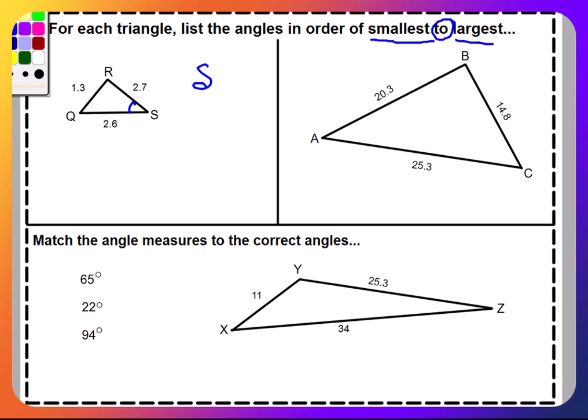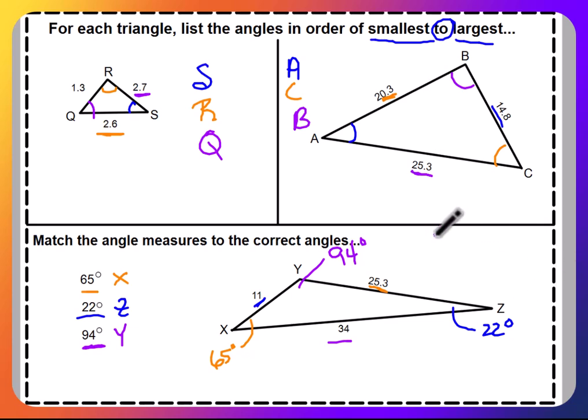Okay, come to the next one. What is the next smallest side? 2.6 right here. What is opposite? Angle R. So R would be the second smallest. And then the largest would be side 2.7. And what angle is opposite that? Angle Q. So SRQ. Okay, go ahead and work the next two examples on your own. Come back and check your answers.